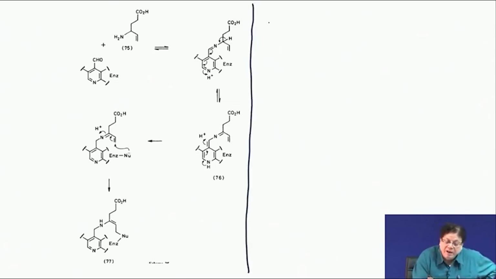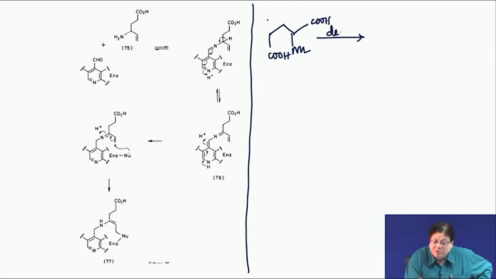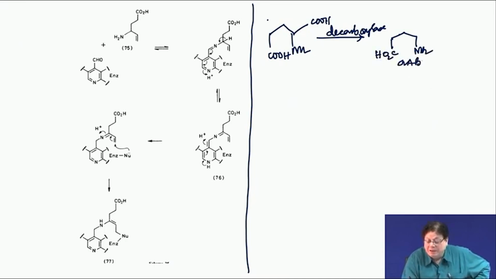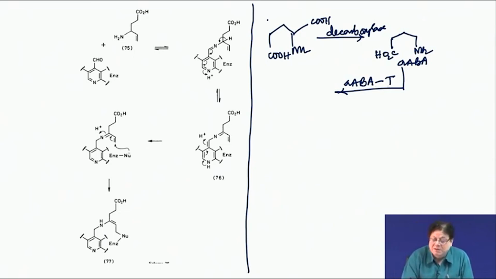Again I write, you have glutamic acid like this, and that undergoes glutamate decarboxylase, and you form gamma aminobutyric acid. This is GABA, and then this GABA undergoes transamination by GABA T. GABA T means gamma aminobutyric acid transaminase. What is transamination?